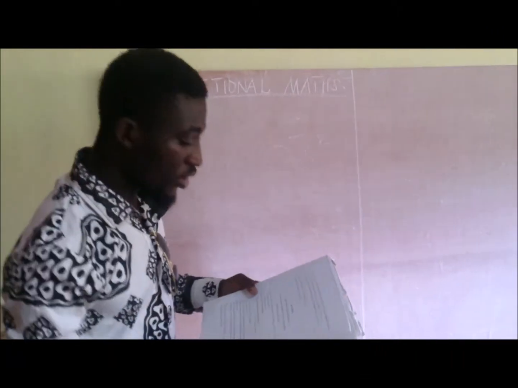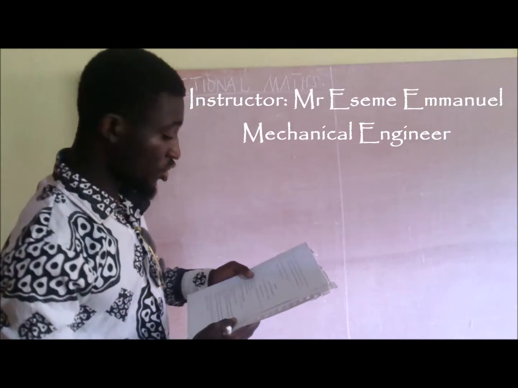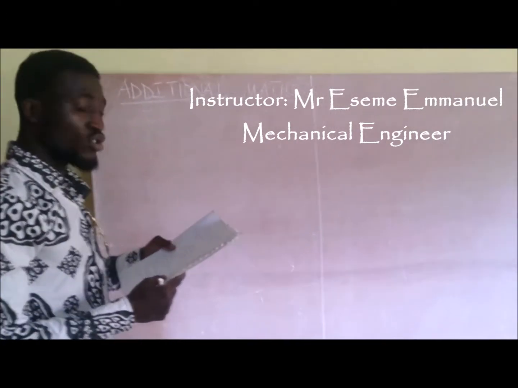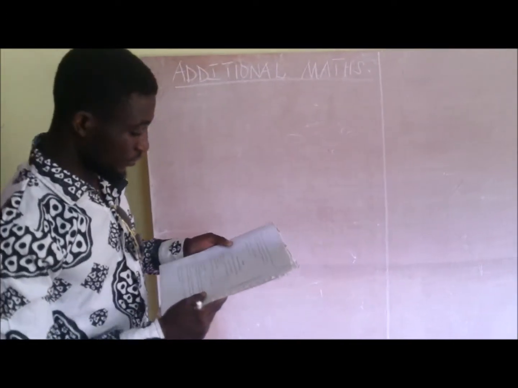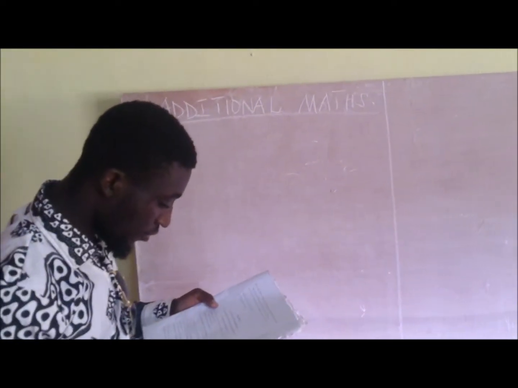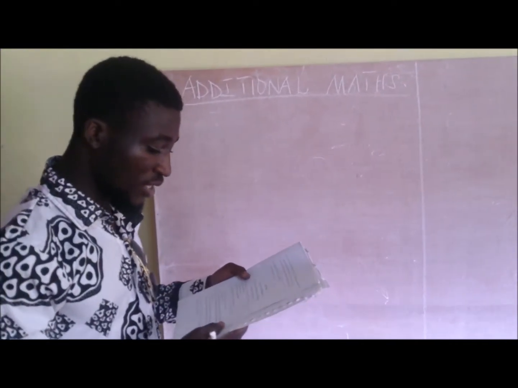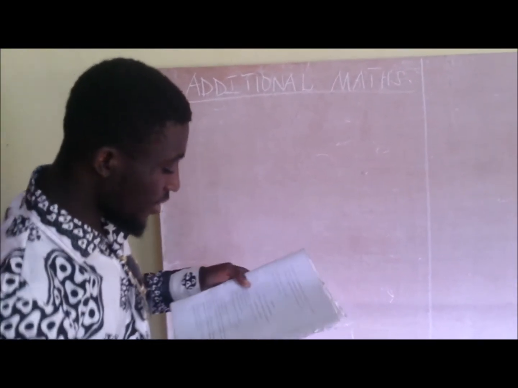Students, today we are going to be solving additional maths, and we are going to take the pure maths section of that, and we are going to do the year 2018. First question, they say given that x plus 2 is a factor of f of x, where f of x is equal to x cubed minus x squared plus kx plus 4. A, find the value of k.